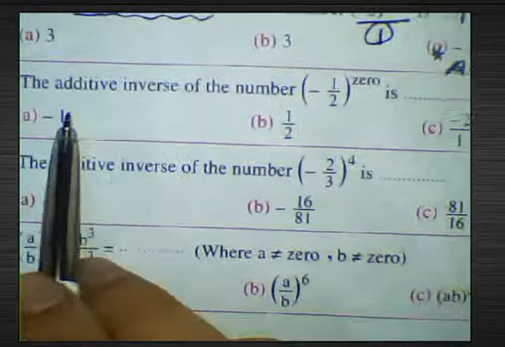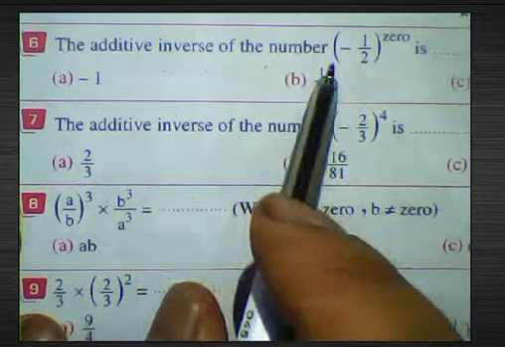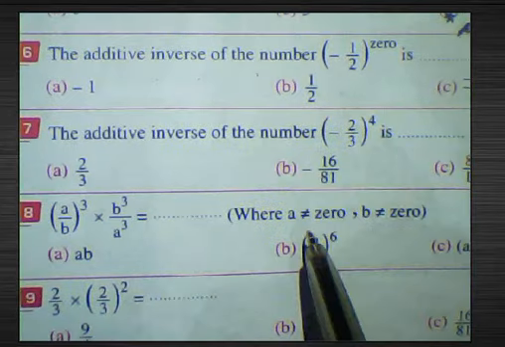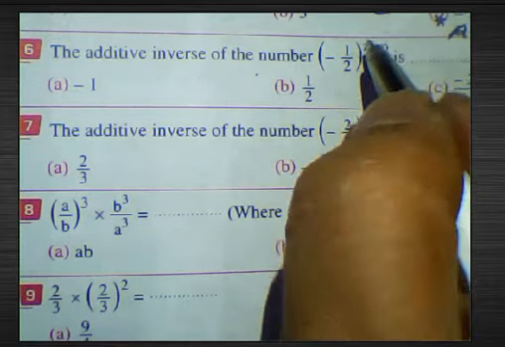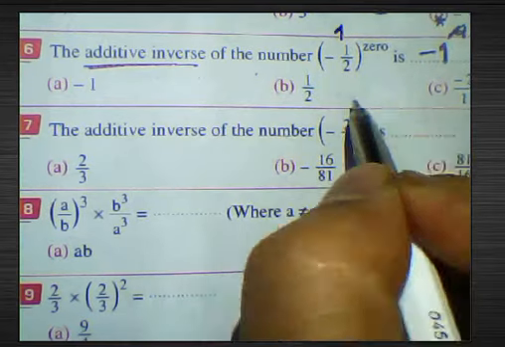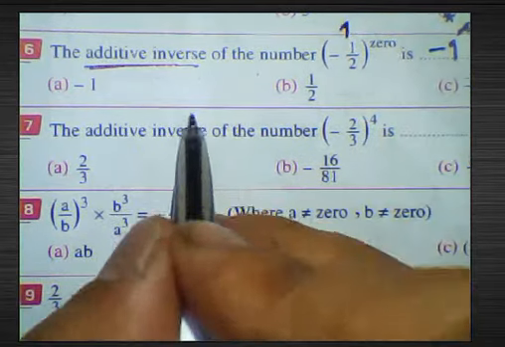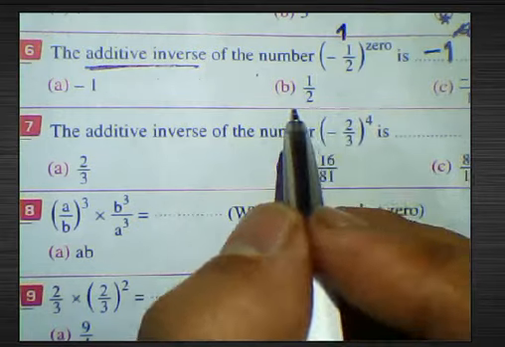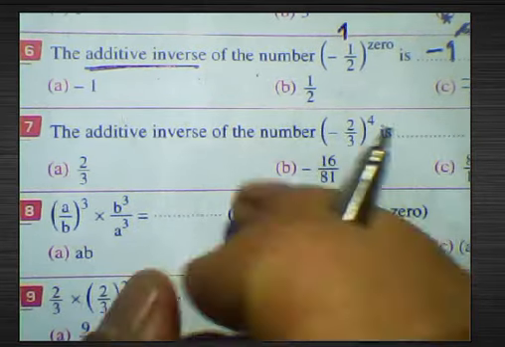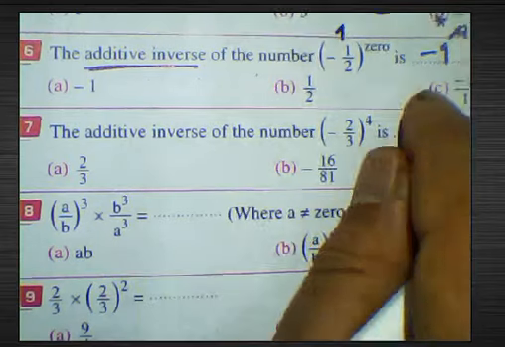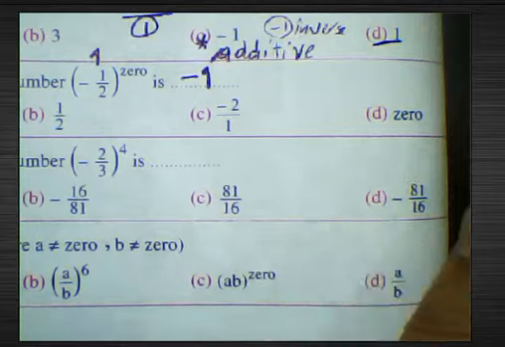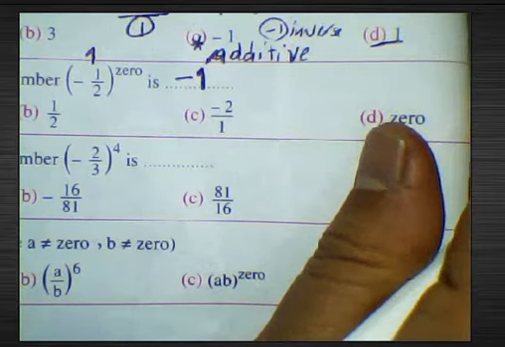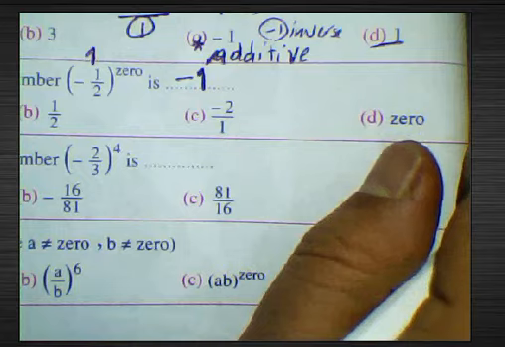Look at here, additive inverse here. Additive inverse of the number, we write the opposite sign of the result. -1/2 power 0, it will be 1. So the additive inverse of 1, it will be -1. He asked about additive inverse, but if he asked about multiplicative inverse, we can write 1. So for the additive inverse, you must change the sign. Change the sign here, -1, it will be 1.